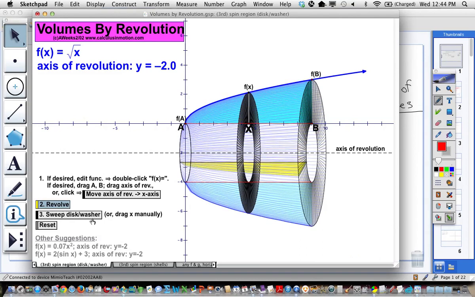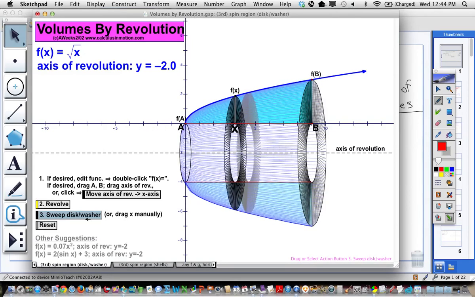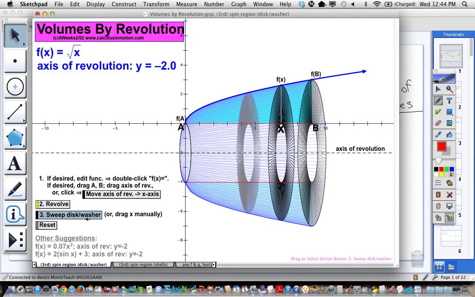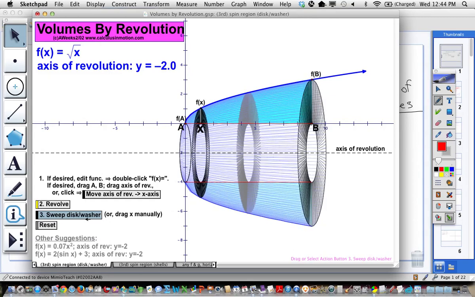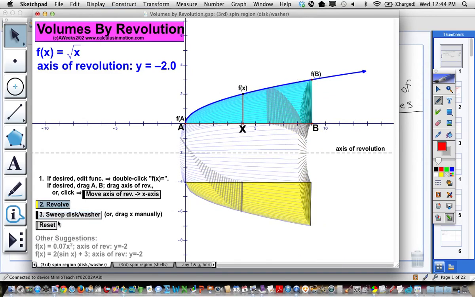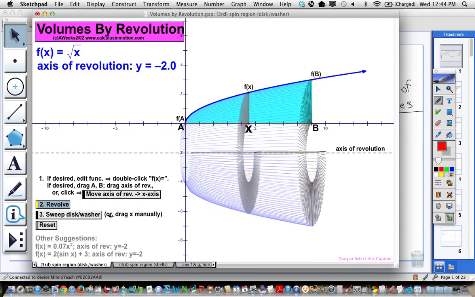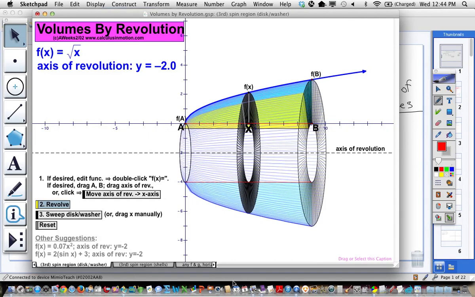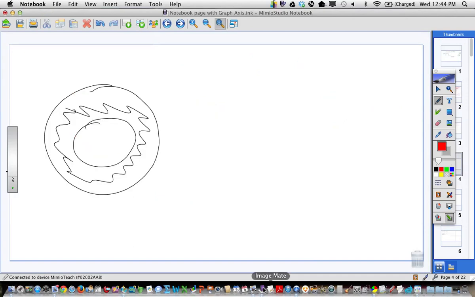Okay. And if we look, so again, what we want is our integral to add up the volume of all of those rings, all of those washers. Okay? So, oops. What's going on? There we go. All right. All right, so while that's going, let's talk about what is the formula.